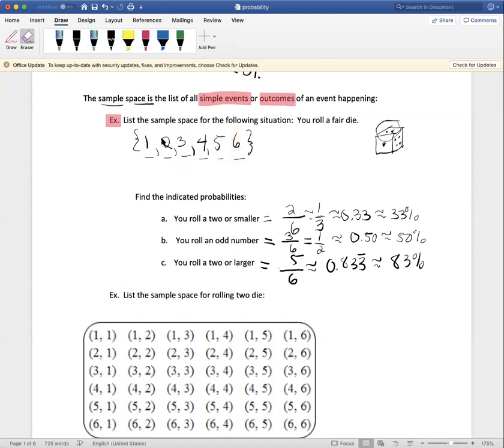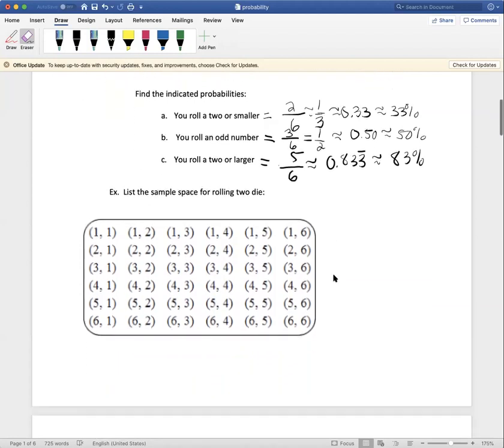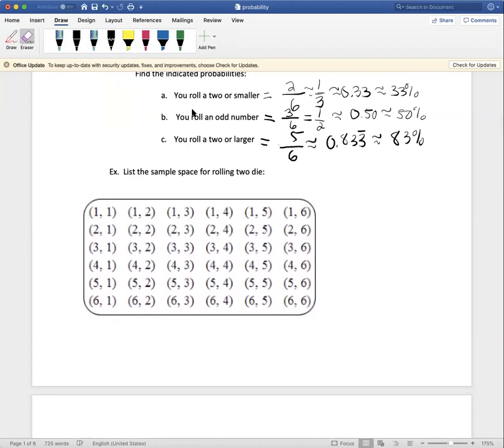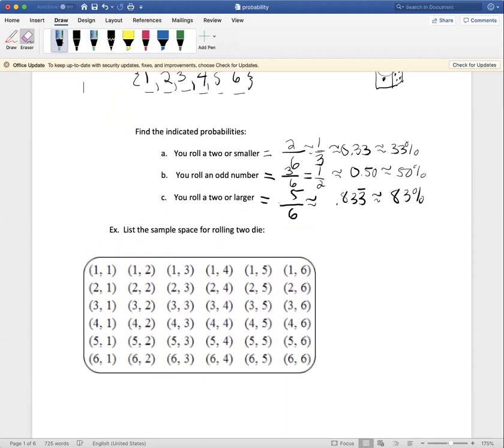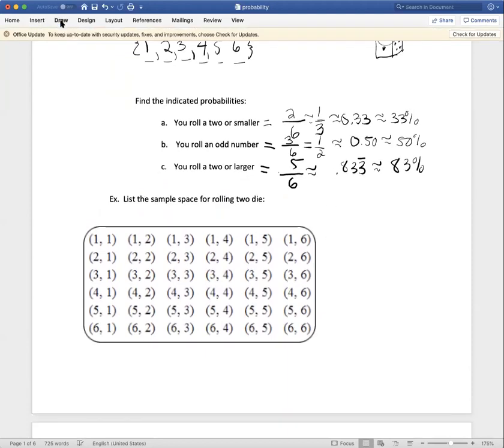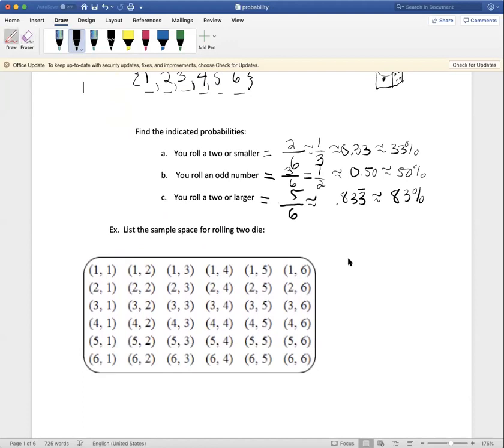So when we're looking at this, this is a sample space for 1 die, but I wanted to take a look at a more interesting example, which is let's list the sample space for rolling 2 die. So what that means, and I already have it listed here for you, but I want to make sure that you understand exactly what this chart means over here. Let's take a look at this example. So take a look here, and we have these ordered pairs. We have 1 1, 1 2, 1 3, 1 4, 1 5, and 1 6.